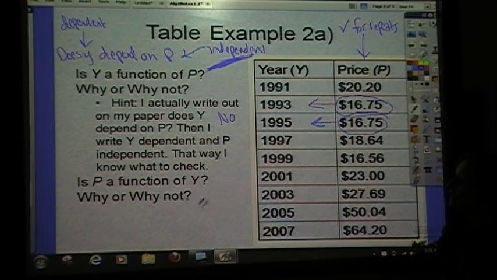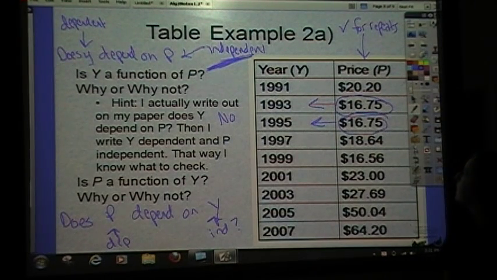Okay? Now, this one asked, is P a function of Y? And this is how I do it every time, guys. Does P depend on Y? So in this case, P would be dependent, Y would be independent. Which one do you check? You check the Y in this case. I'll do this in pink. No repeats, nothing repeats. So does the price depend on the year? Absolutely, it sure does. Nothing repeats.